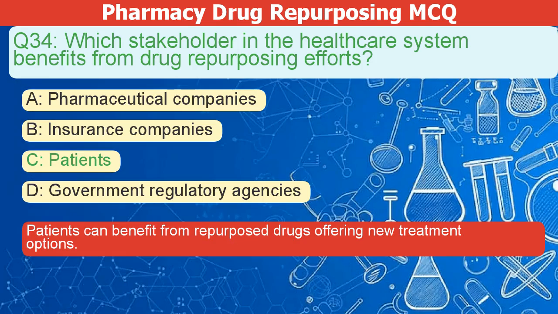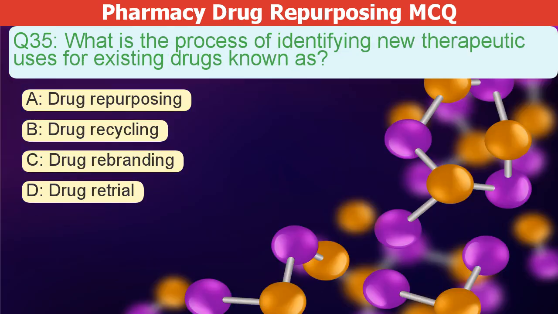The correct answer is C. Patients can benefit from repurposed drugs offering new treatment options. What is the process of identifying new therapeutic uses for existing drugs known as? A. Drug repurposing. B. Drug recycling. C. Drug rebranding. D. Drug retrial.